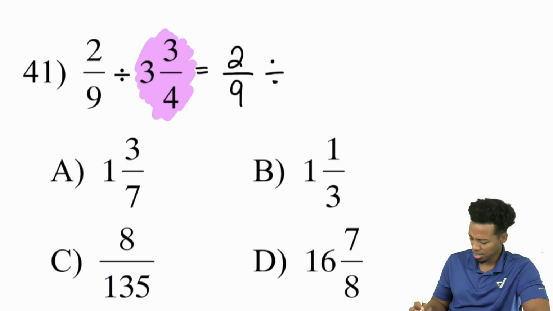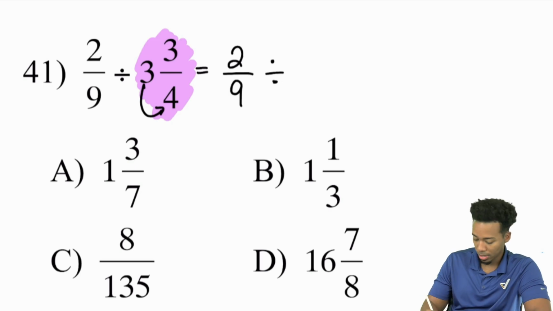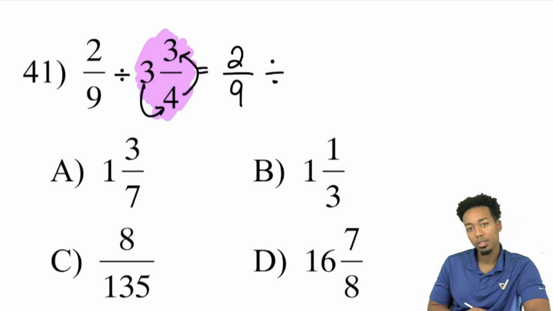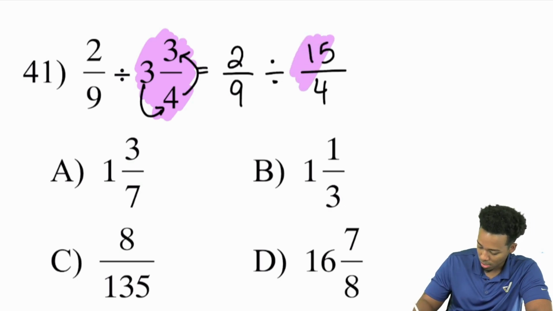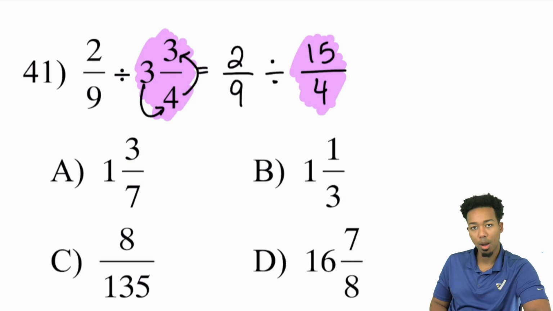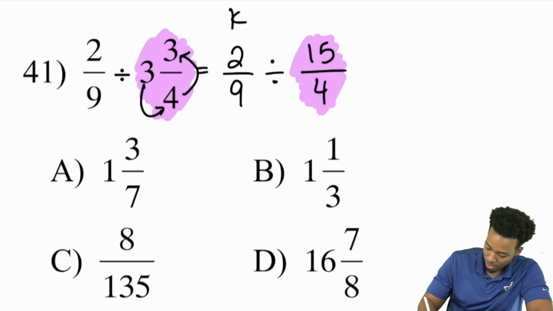How do you do that again? Well, easy. You'll do the 3 times the 4, so it's going to be 12, and then you add it back to the numerator. 12 plus 3 is 15. Boom. So you have 15 over 4. That was, again, what we just did here. We went ahead and turned that into an improper fraction. Now we'll go ahead and perform the keep, change, flip. So again, we keep this the same.